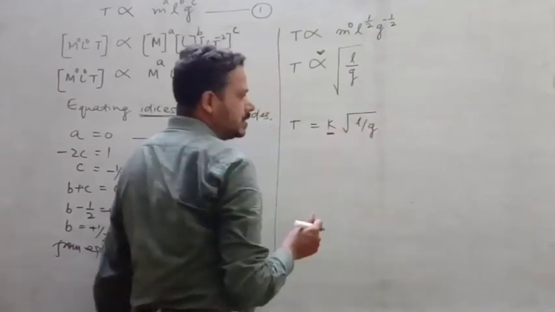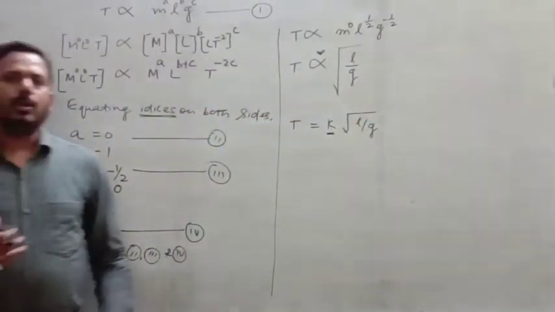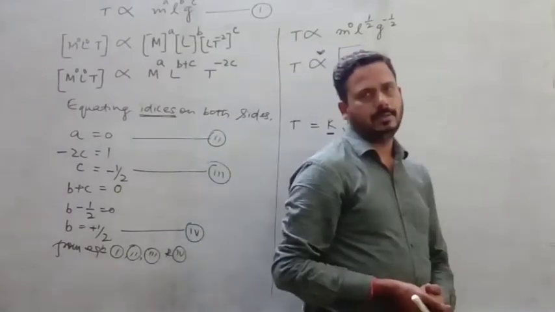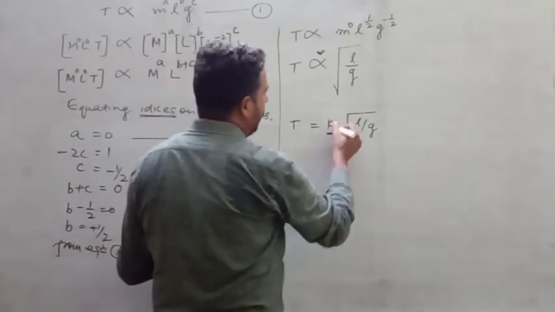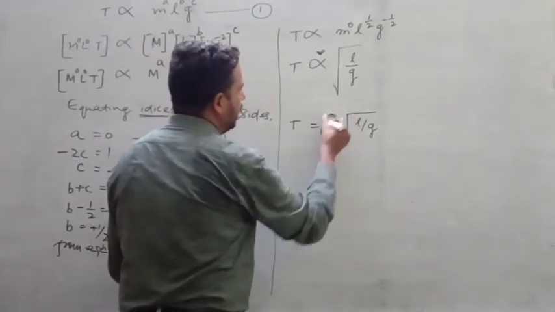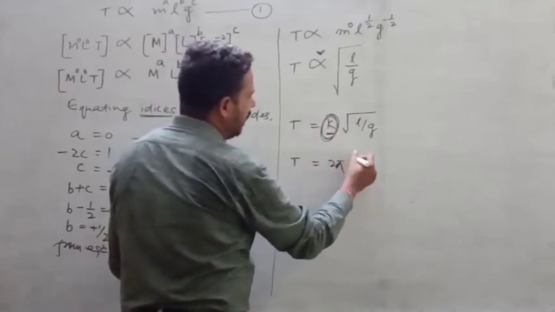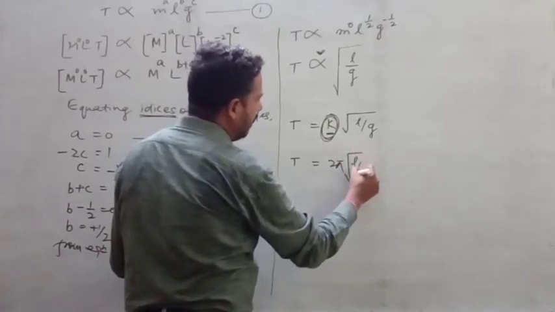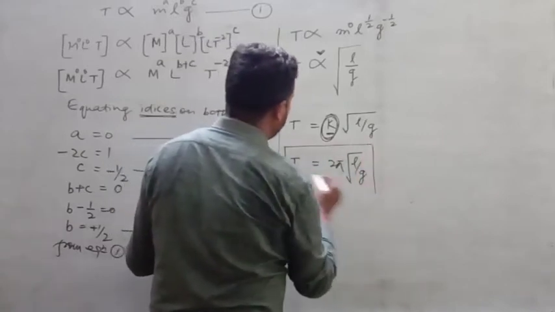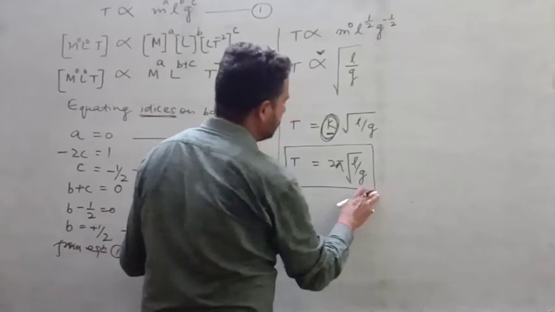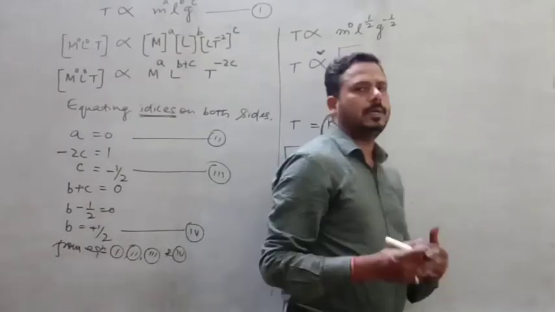But dimensions have a drawback, that it will not calculate the constant part. We will discuss it later on. But we know its value: this one is 2 pi. So right now I am going to put the value of the constant k. This one is 2 pi root under L by g. So using this relation, establishing the relation with various factors, you can calculate the equation.